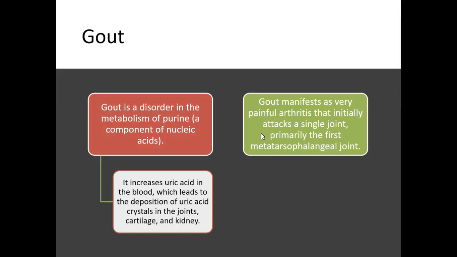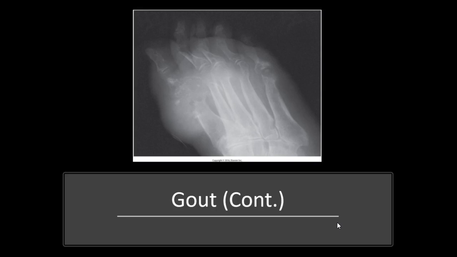Gout. Gout is a disorder of the metabolism of purine, a component of nucleic acids, and is an increase in uric acid in the blood, which leads to deposits of uric acid crystals in the joints, cartilage, and the kidneys. Gout manifests as a very painful arthritis initially and attacks a single joint, primarily the first metatarsophalangeal joint. And you can see here the gout. Ouch.